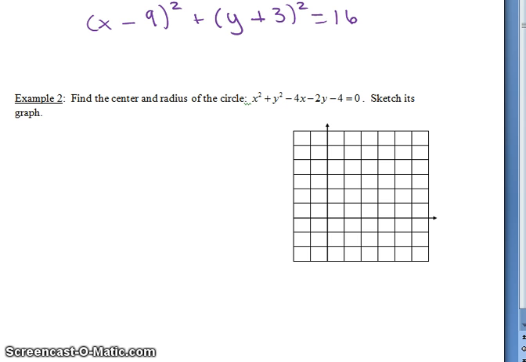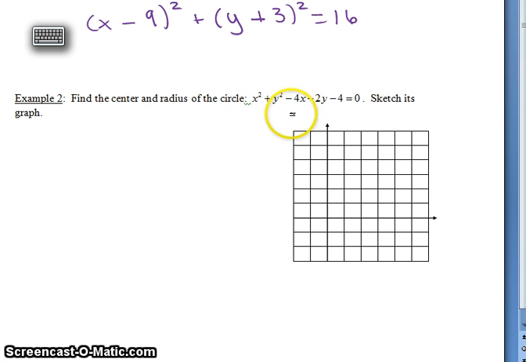Okay, so this is the second problem, and we need to find the center and the radius of the circle, and we were given this. It's not given to us in this nice standard form. So when we're given the standard form, like problem 1, we knew, oh, the radius is 4, and the center is 9, minus 3. So what we need to do is complete the square. And if you don't remember how to do completing the square from algebra, then you need to review that topic.